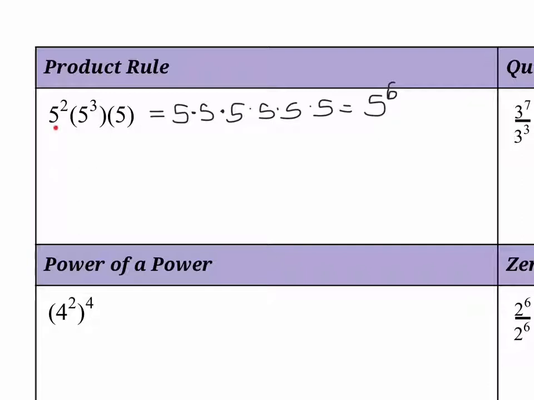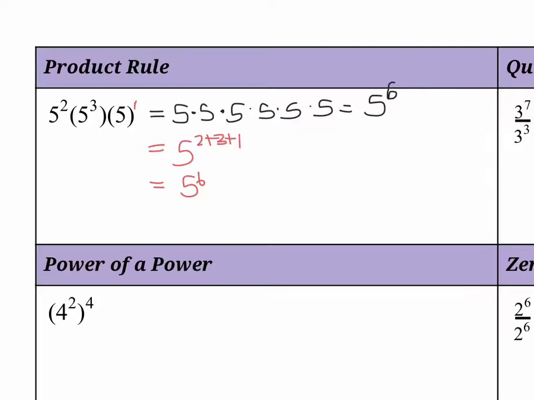So the question is, what is a shortcut? How can we get from here to here? So if we take a look at the exponents, what we're really doing is we're counting the 5s. So this exponent tells us that we have 2 5s here, we've got 3 5s here, and the exponent here, invisible, is 1. So a shortcut would be if we just take our base, which is 5, and then just add the exponents, because that's going to count the 5s for us. So 2 plus 3 plus 1. And that's going to give us 5 to the power of 6.